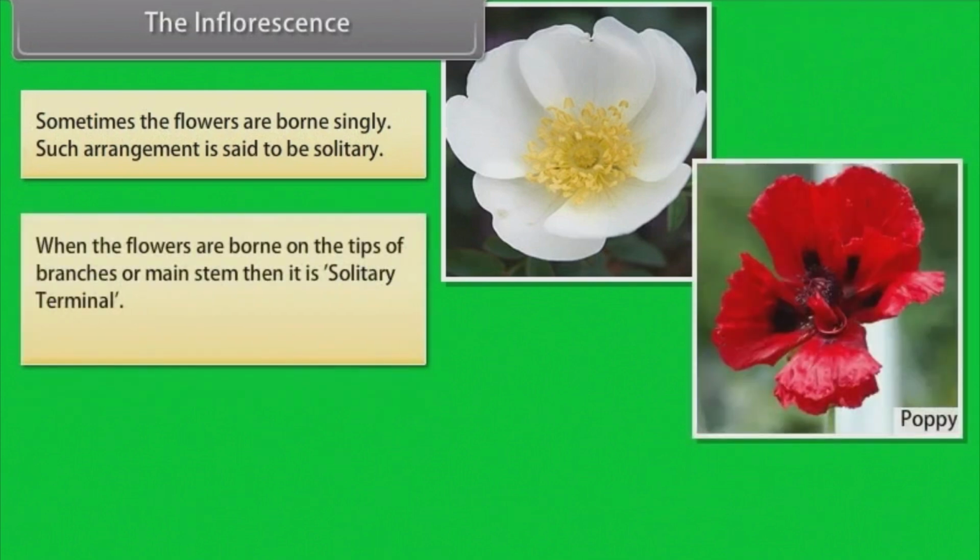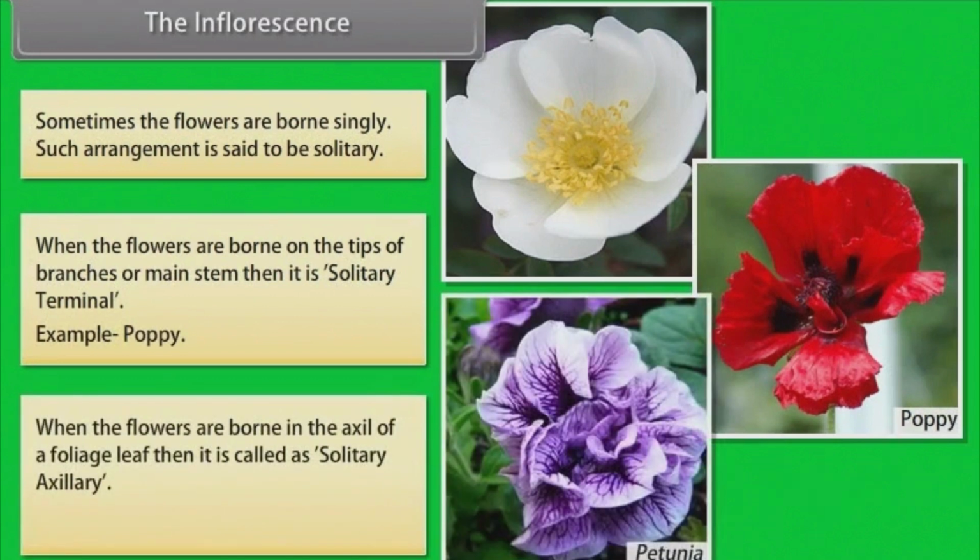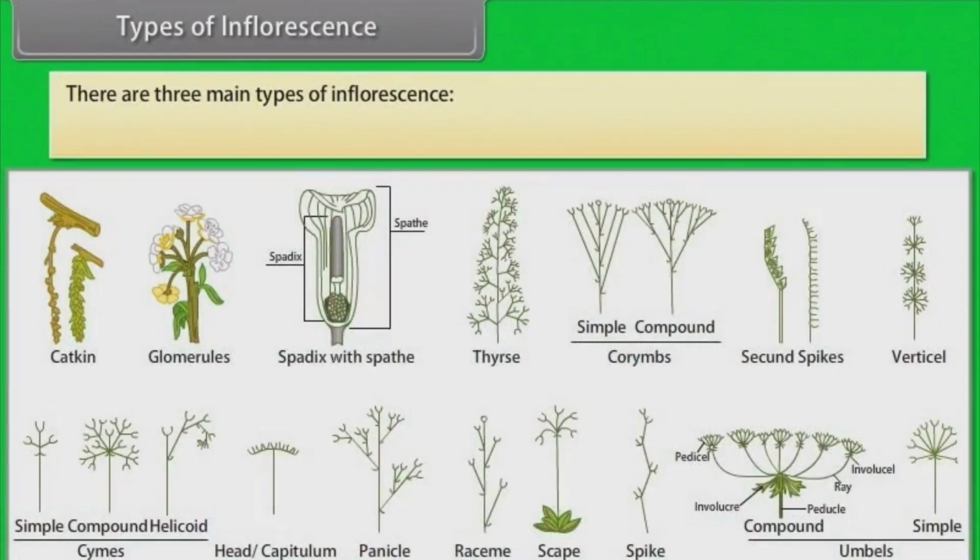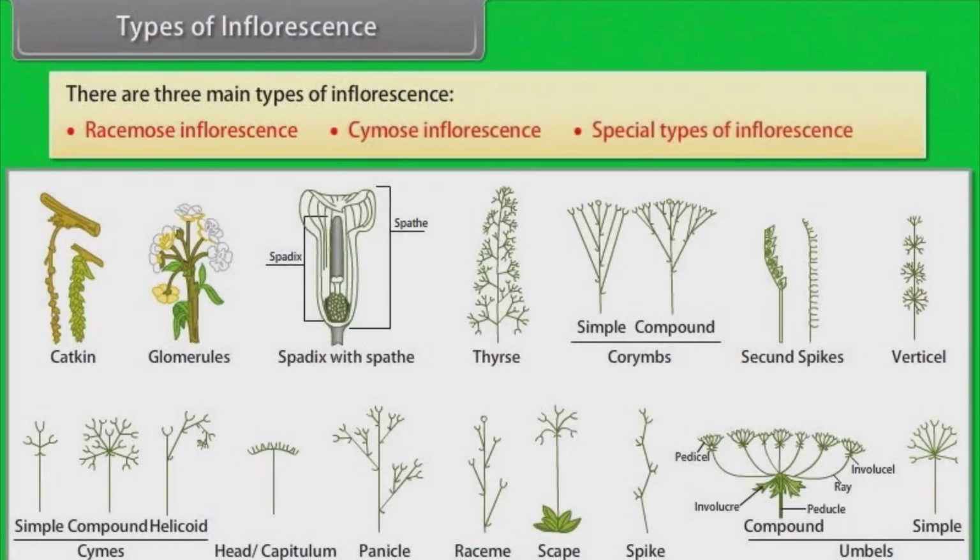When the flowers are borne on the tips of branches or main stem, then it is solitary terminal. Example, poppy. When the flowers are borne in axil of a foliage leaf, then it is called as solitary axillary. Example, petunia, hibiscus, rosa sinensis. Types of inflorescence. There are three main types of inflorescence: Racemose inflorescence, Cymose inflorescence, special types of inflorescences.